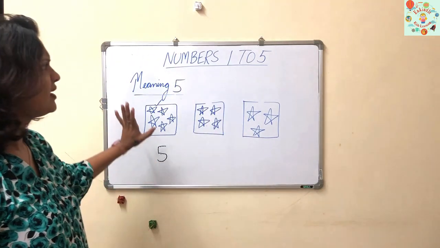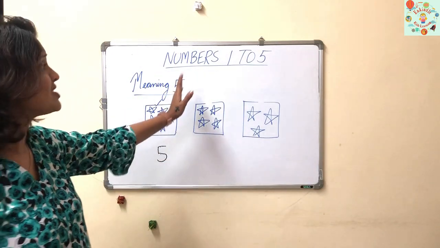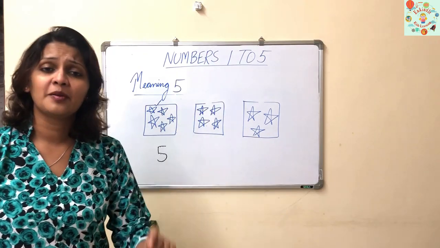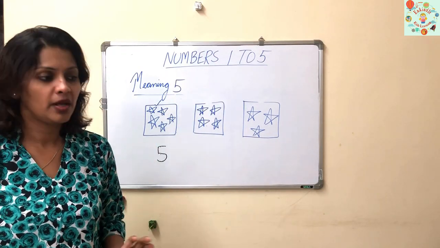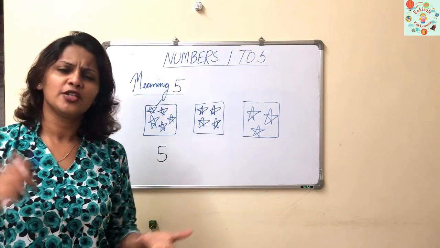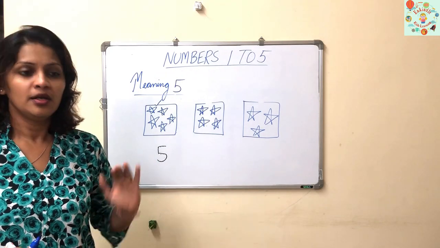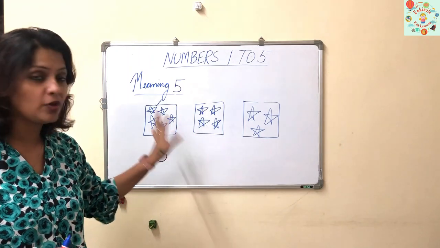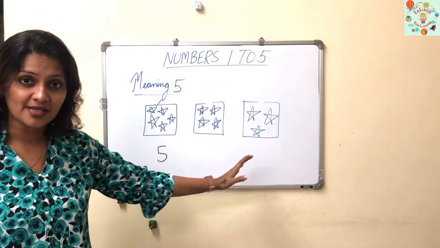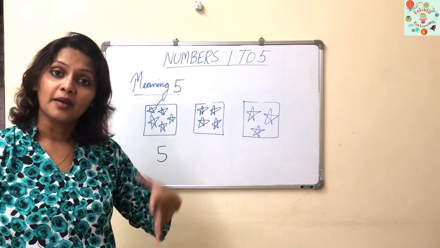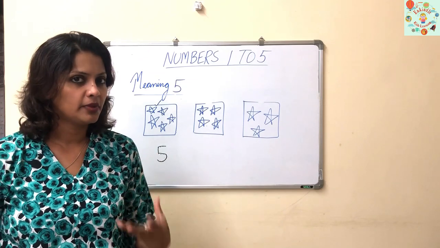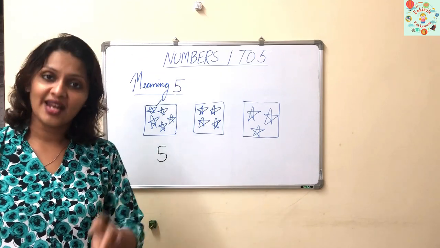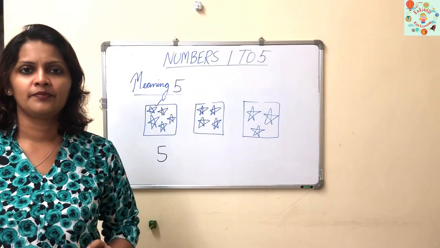So this way you can introduce them to numbers 1 to 5, one number at a time. Suppose my kid knows number 1, so let me introduce number 2 today. No. Do one thing. Give them ample questions this way, activity based, object based, and make them thorough with that particular number. And then move forward with the next number, maybe on the next day.